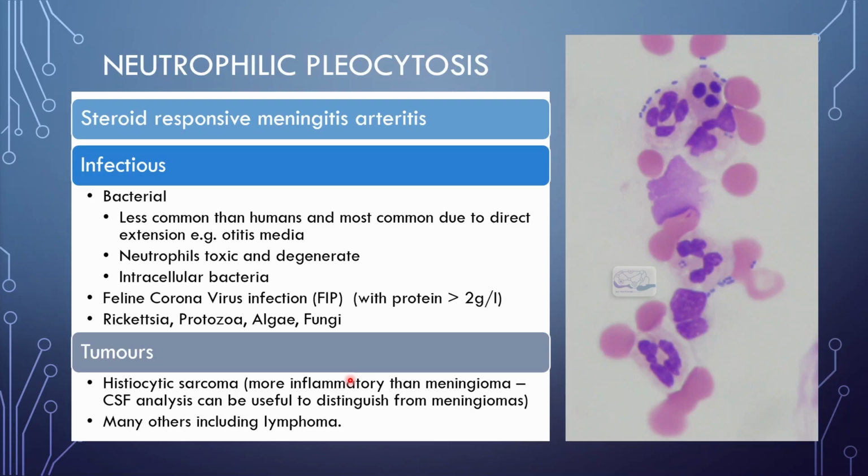Why would you want to tell? Well, really, if you're proposing doing brain surgery, then histiocytic sarcomas have a much worse prognosis, and so you may have subjected that animal to brain surgery when they don't have a good prognosis from that.